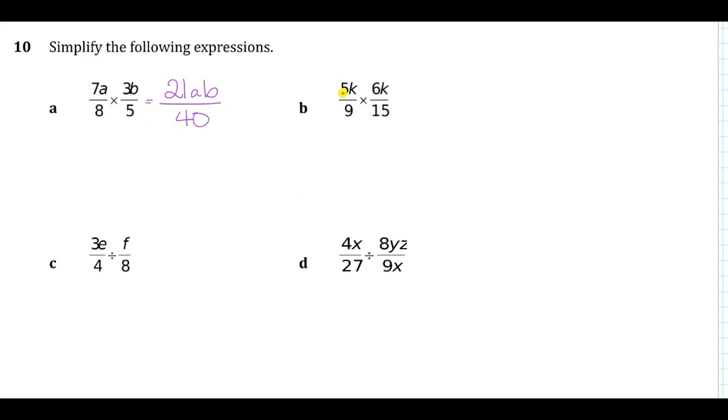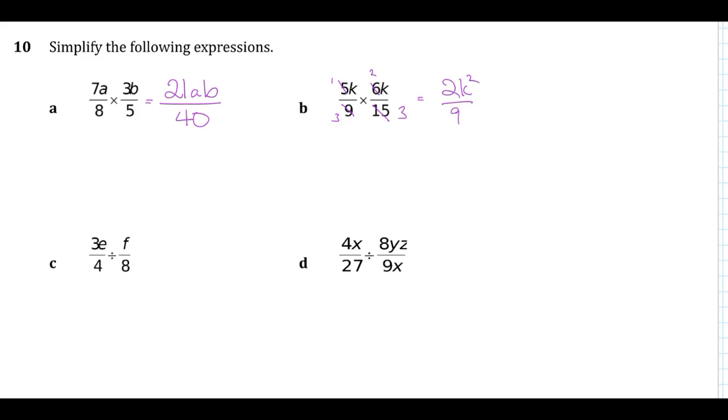In part B, we can multiply straight across. However, I can see that the 5 and the 15 will cancel 1 to 3. The 6 and the 9 will cancel 2 to 3 if I divide both by 3. So I now have... now I can multiply these across. I get 1 times 2, but it's k times k, which is k squared. 3 times 3 is 9.